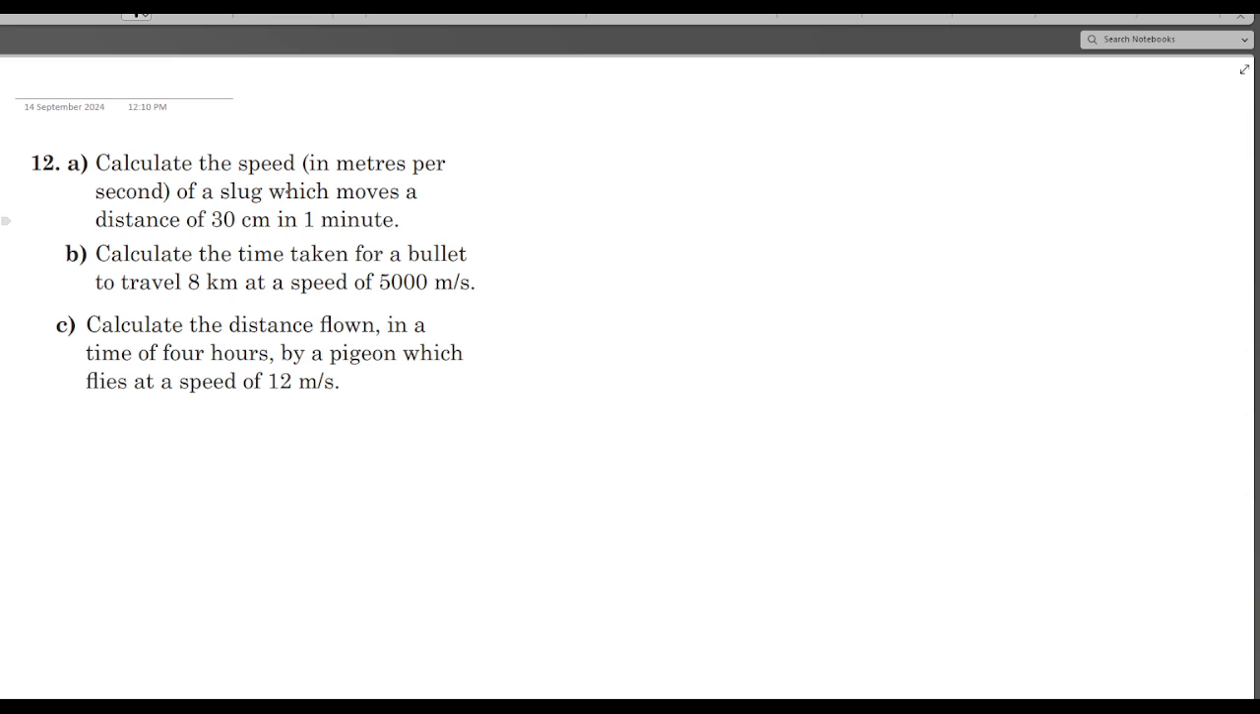Calculate the speed of a slug which moves a distance of 30 centimeter in 1 minute. So your speed is your distance upon time.